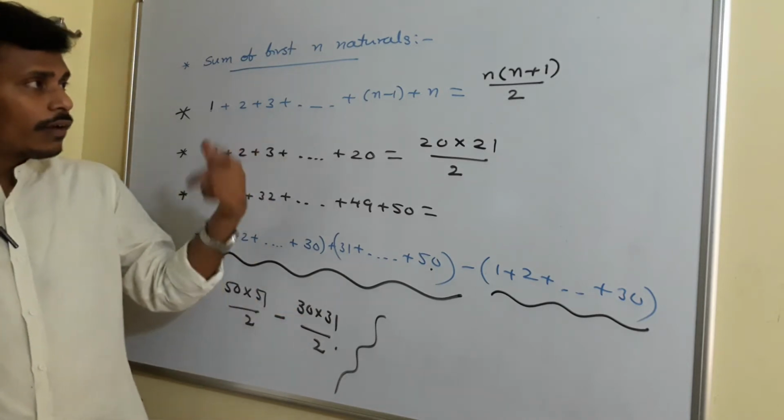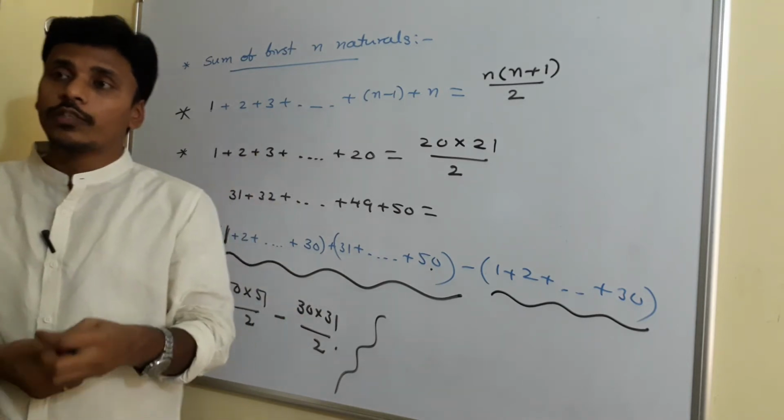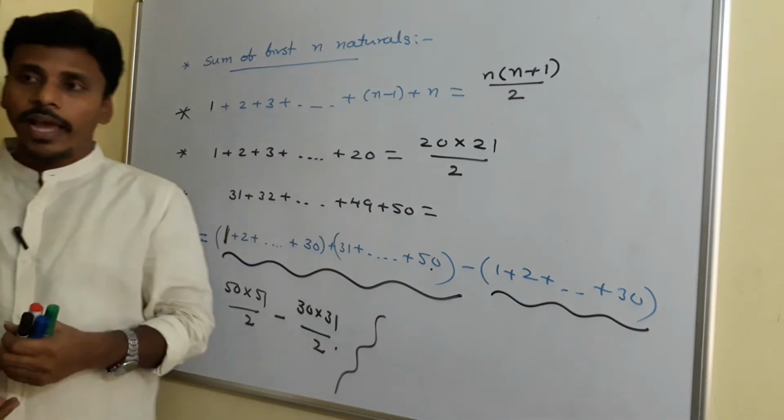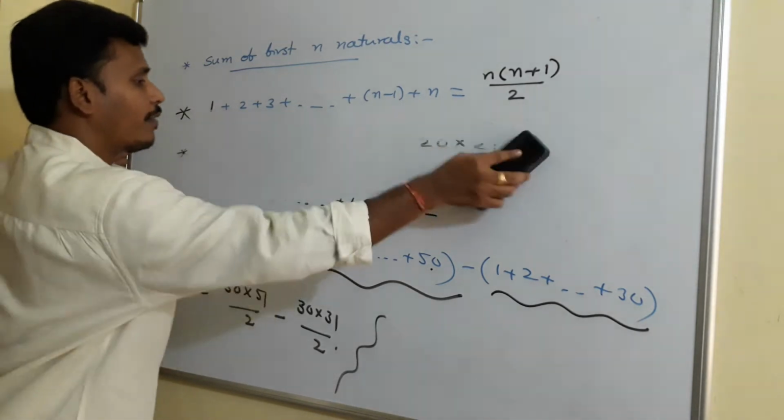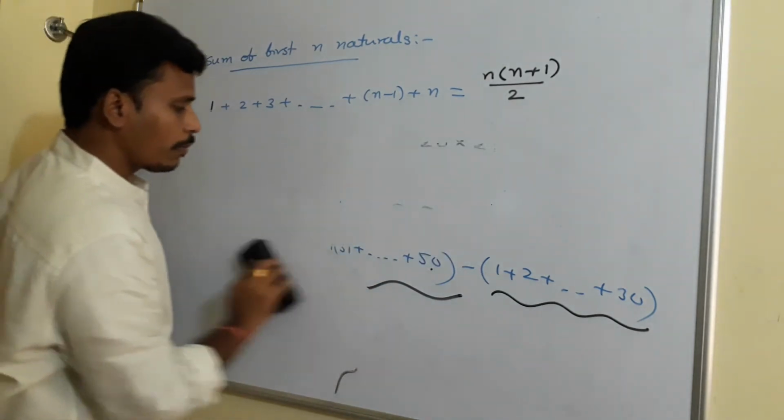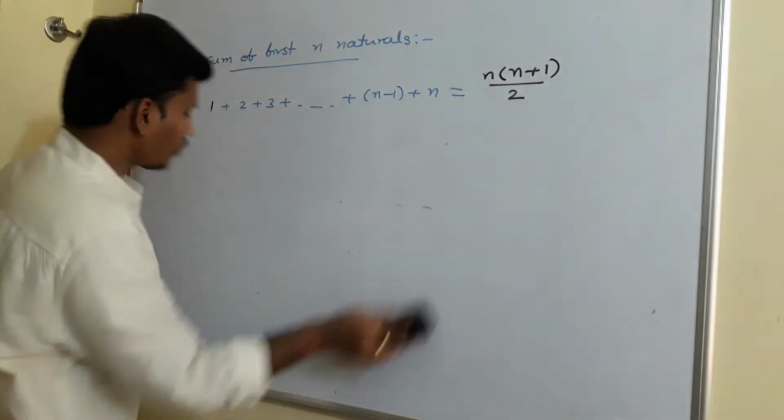Right? We have some more options to use this formula, the sum of the natural numbers as n into n plus 1 by 2. I will mention all those things. For example, if I have a problem like this with all 3 multiples, how to do it?